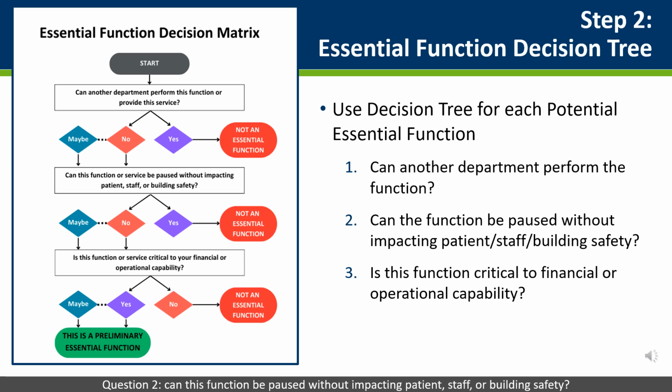Question 2, can this function be paused without impacting patient, staff, or building safety? No, we cannot pause food service. So we move to question 3. Question 3, is this function critical to financial or operational capabilities? Yes, food service is critical to our operational capability. This means that food service is a preliminary essential function. You can use this decision tree for every potential essential function from the step above. As you work through this, not all of your potential essential functions will become preliminary essential functions.